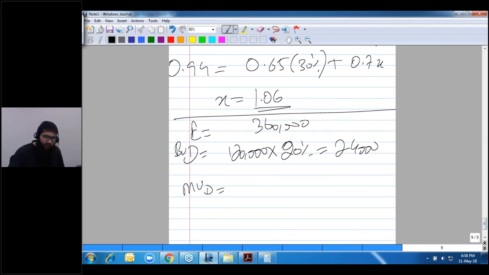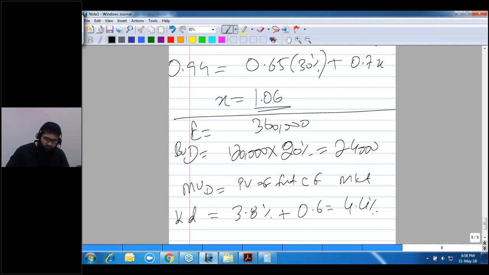So we now need to calculate the market value of the debt. How would we calculate it? It's the present value of future cash flows, discounted using the market rate. What is going to be your KD? Since the credit rating would improve, it is going to be the risk-free rate of 3.8% plus the credit spread for A2 rated, because the rating would increase, which is 0.6, so 4.4% is going to be the KD.